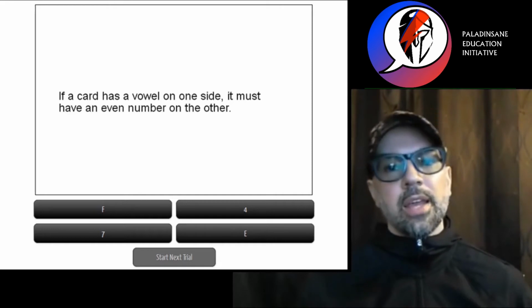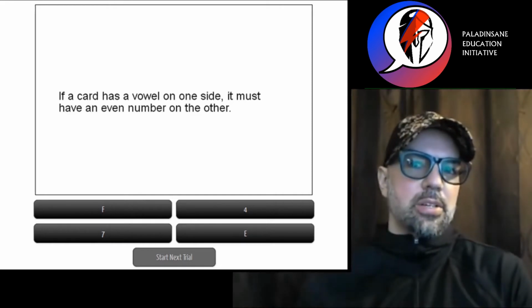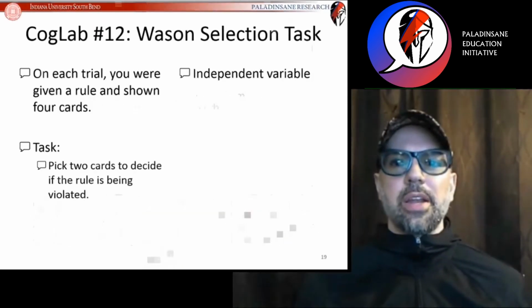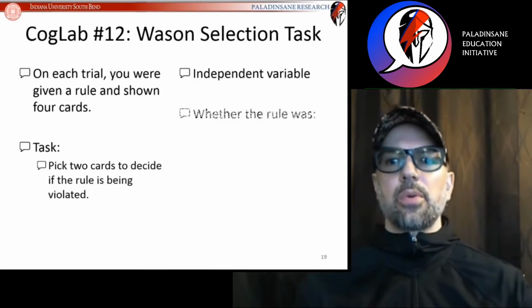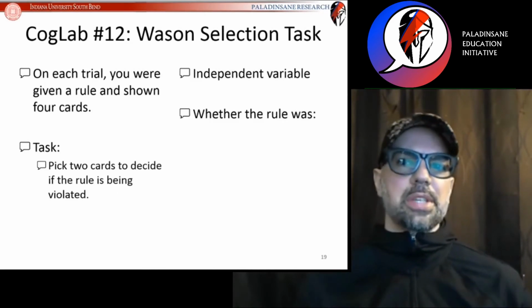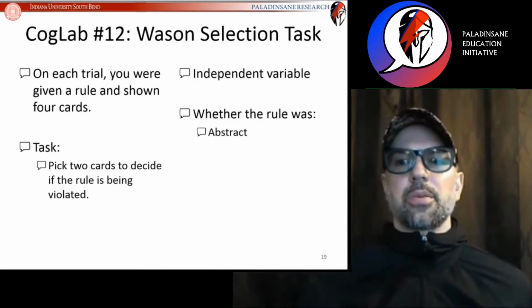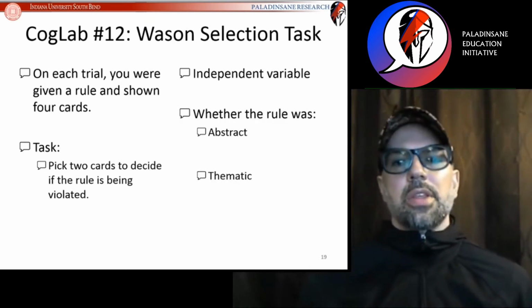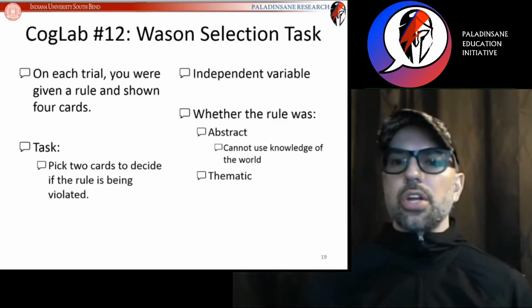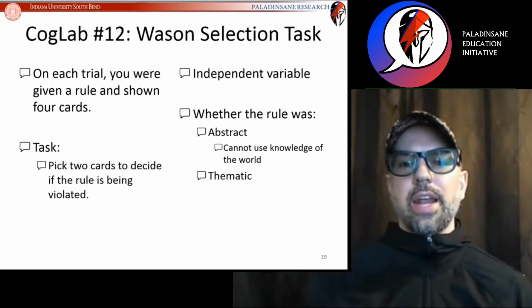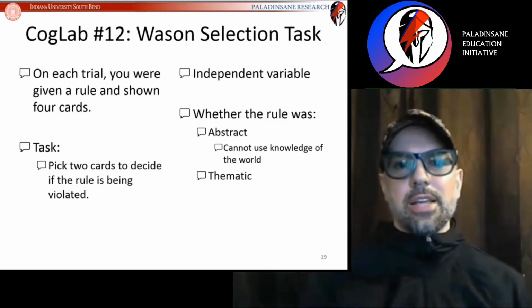Now, there was another added wrinkle to this, which was the independent variable, and that was the type of rule. Whether the rule was an abstract rule or whether the rule was a thematic rule. So the abstract rule was where you could not use your knowledge of the world to try to answer the rule or to try to analyze the rule.